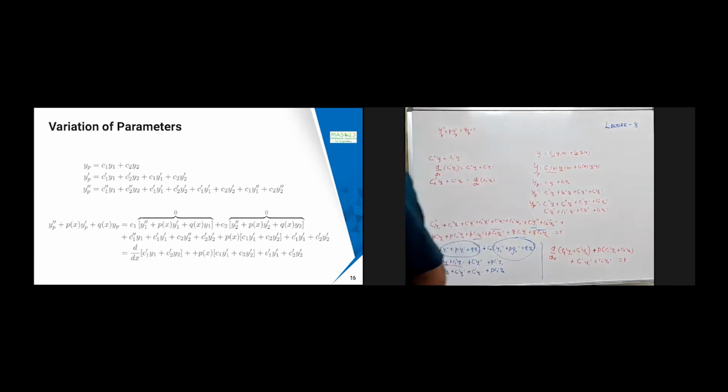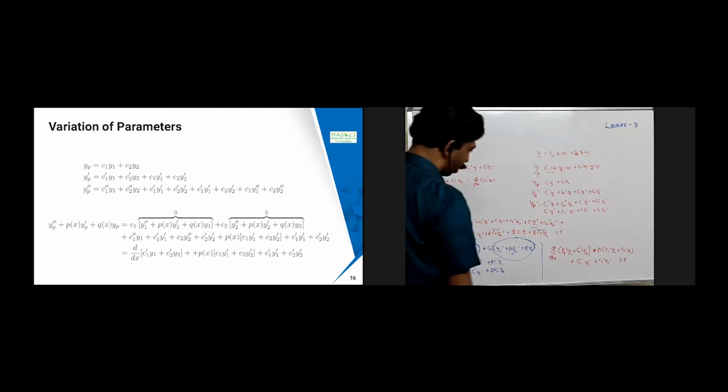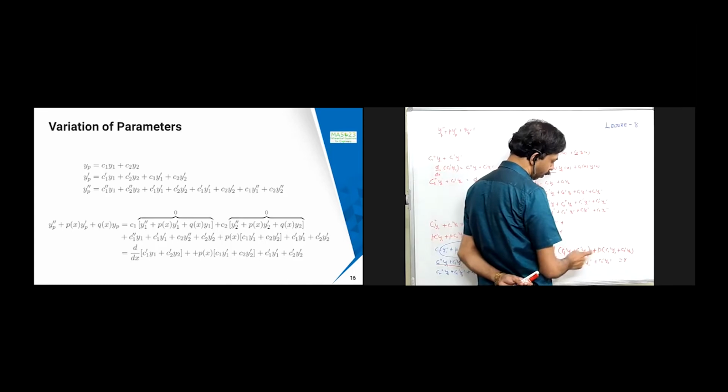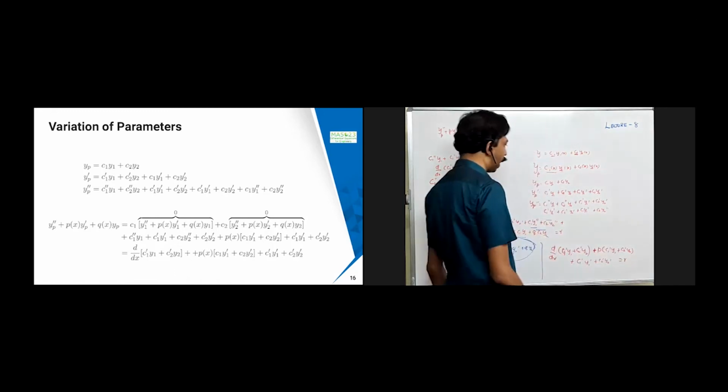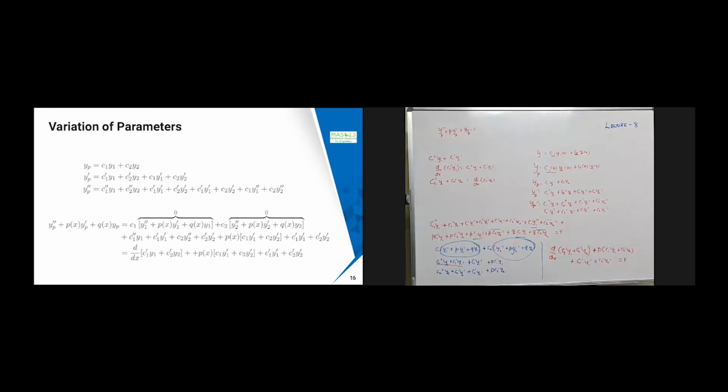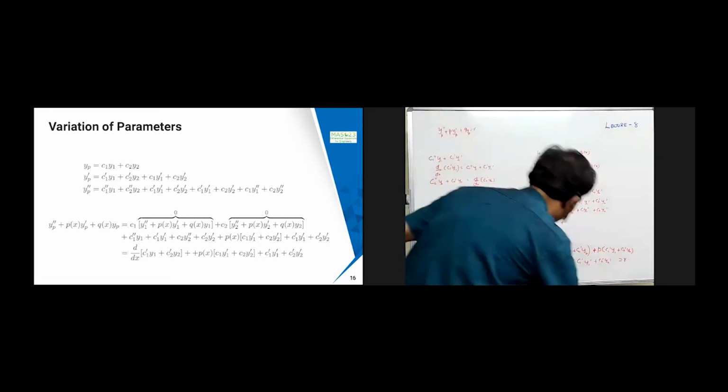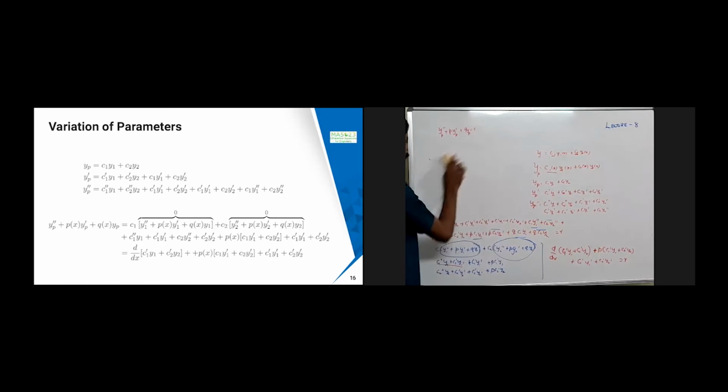So how do we go about it? Suppose I choose my C1' Y1 plus C2' Y2 as 0. Then automatically this term will become 0, so only this term will be remaining. In that case C1' Y1' plus C2' Y2' is going to become R. So I'm going to use this technique. Let me erase here and then tell you what I'm going to do.